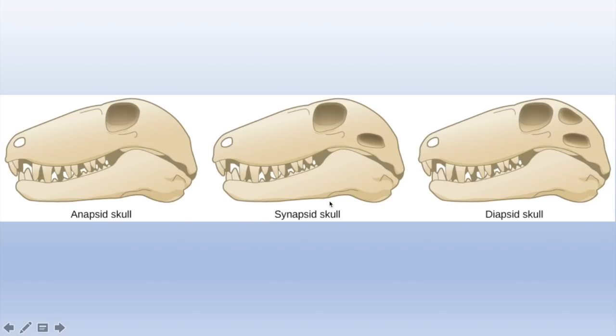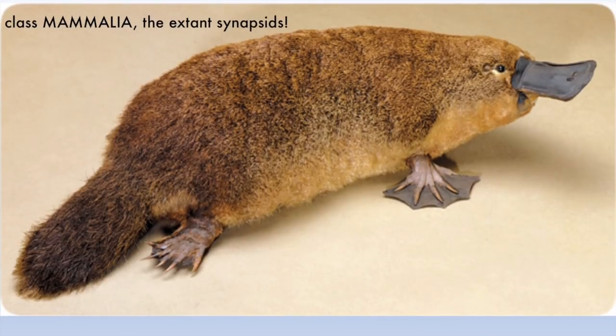Our ancestors and we only have one opening, one fenestra behind the eye orbit, so we are synapsids. And all other reptiles, including birds, have 2 openings behind the eye orbit. And these are called diapsids. So, without taking a much lengthier diversion into the study of paleontology, we will now proceed into the last class of the semester, the extant synapsids, also known as the mammals.